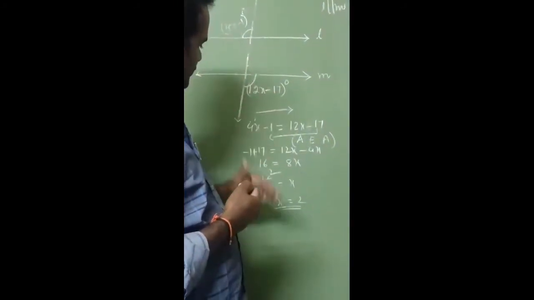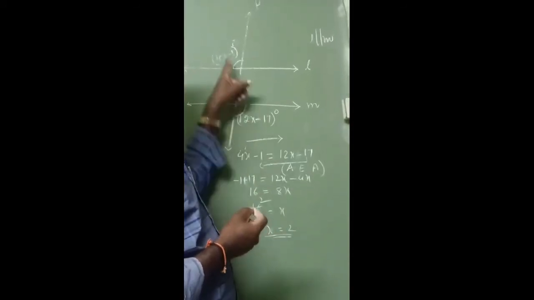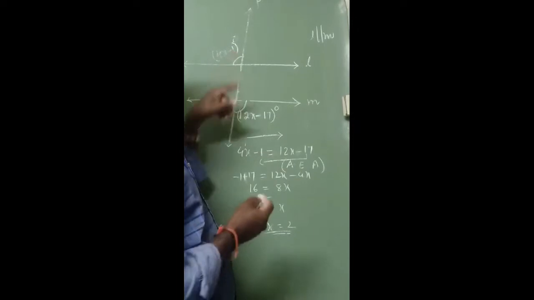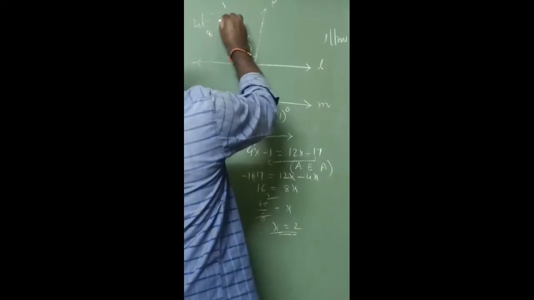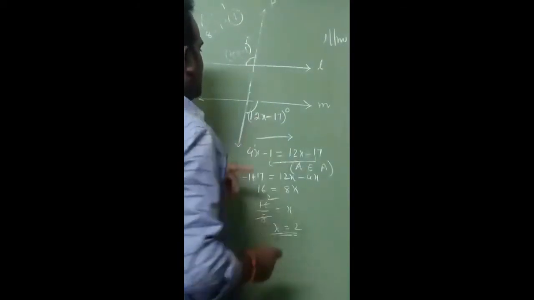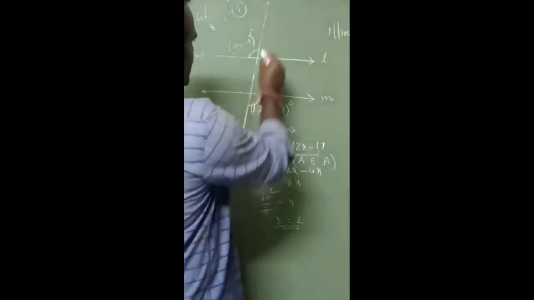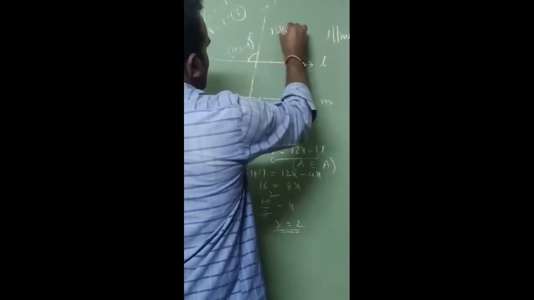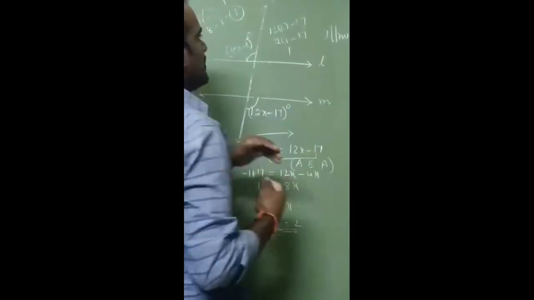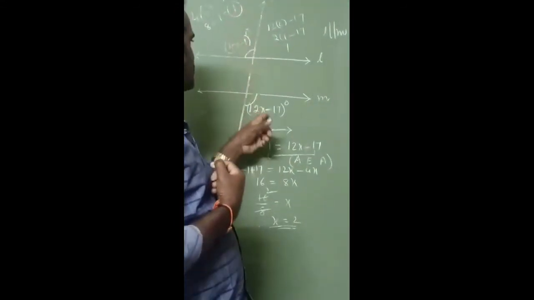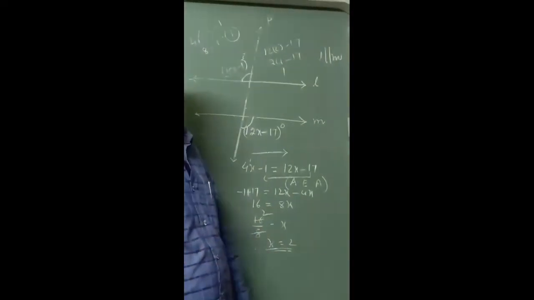See students, substitute x here and here also. Here 4x minus 1 means 4 into x value 2, minus 1, that is 8 minus 1, which is equal to 7. This angle. What about this angle? 12 into x value 2 is 24, minus 17, so 24 minus 17 is equal to 7, right? So this angle is 7, this is also 7. So these alternate exterior angles are equal.